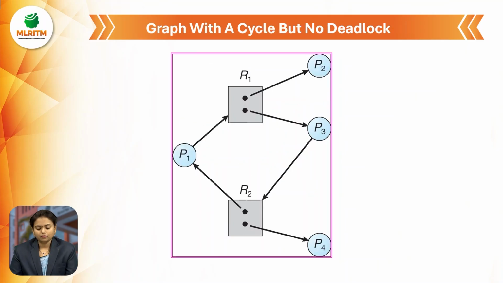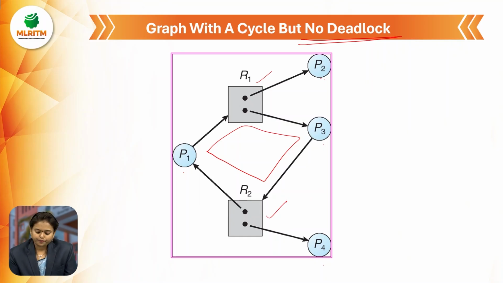And next, a graph with a cycle but no deadlock. Here there is a cycle formed but there is no deadlock. How? We can see here. In this graph, P1, P2, P3, P4 are the processes we have taken as an example, and R1, R2 are the resources with some instances.